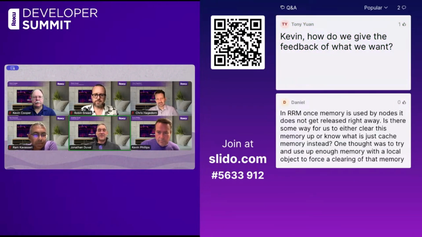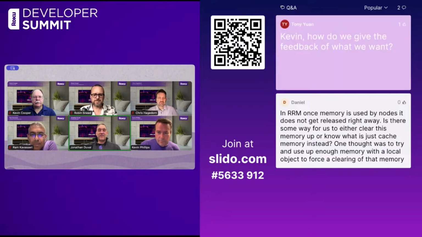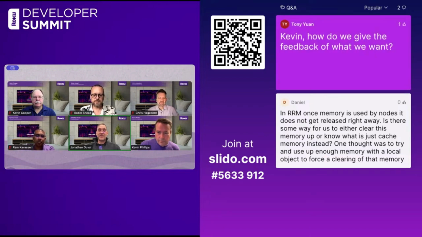I'm going to answer this one too. Kevin, how do we give feedback on what we want? Best place to put it is the developer Slack channel. There is a channel there for your feature requests. We do scour that. We take that and we'll funnel it back to the engineers and our product staff and incorporate that into our roadmap.